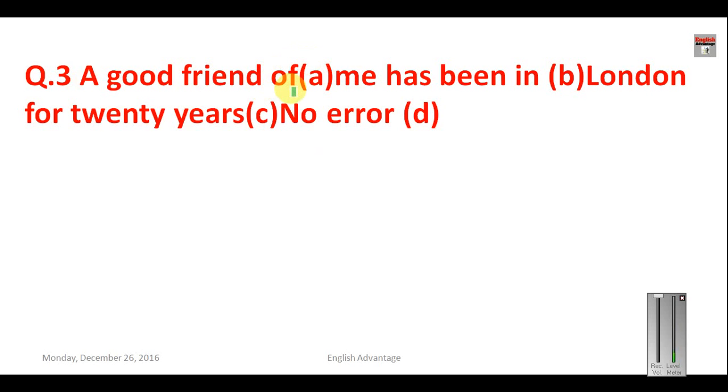So in place of "a good friend of me", you must say "a good friend of mine", or you can say "my good friend". Either you say my good friend, or you say a good friend of mine, a good friend of yours, a good friend of hers. That is how you say it correctly. This is the erroneous part, and your answer will be B in question number 3.